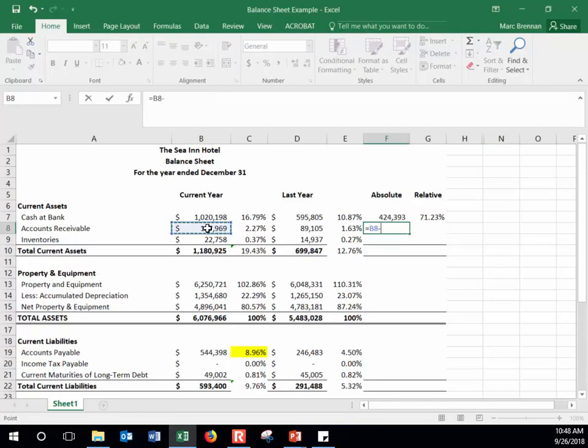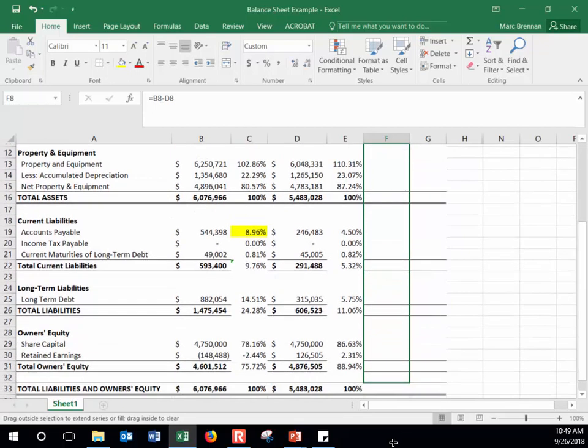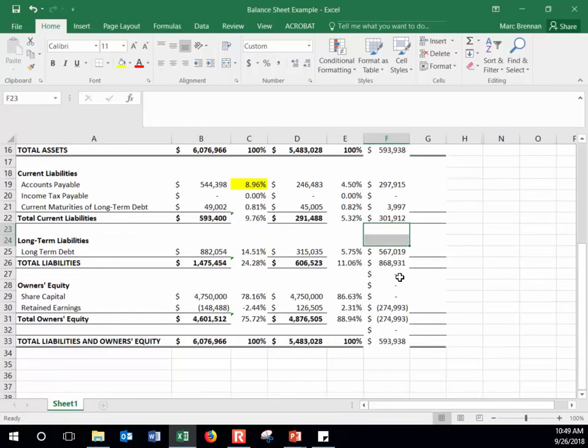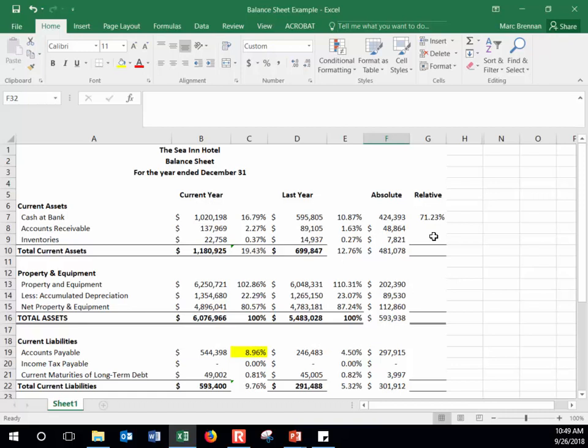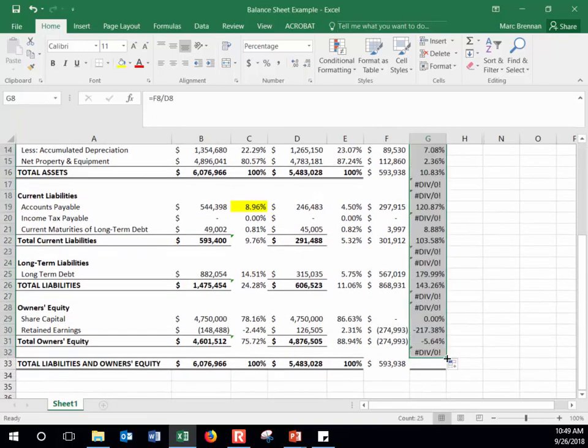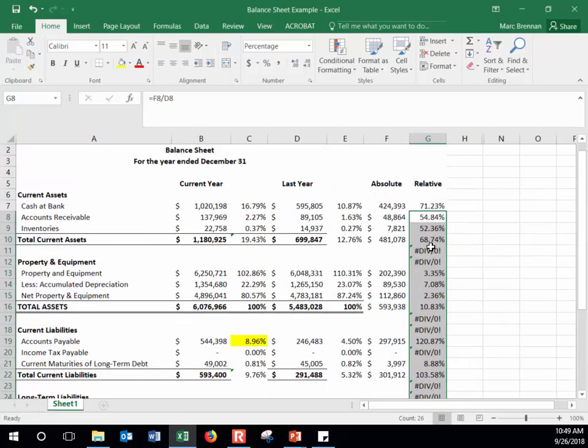I'll go current year minus previous year. I'll click and drag. Get rid of anything that doesn't actually have any information on those lines. Okay, and then again, I'll go my absolute difference divided by last year. Turn that into a percentage with 2 decimal places. Use the fill function, and I would drag all the way here, and then get rid of anything here.